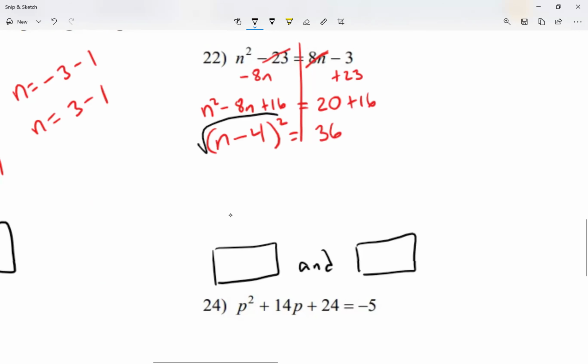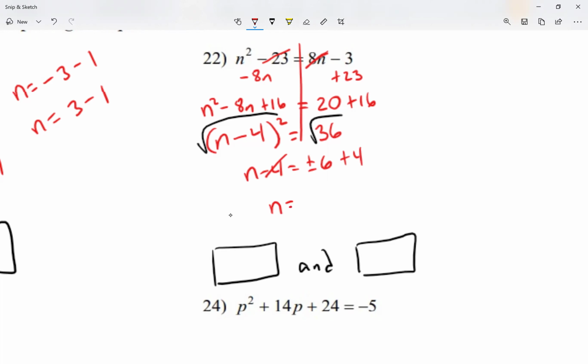Let me get the square root on each side. So that's going to give me that n minus 4 is equal to positive or negative 6. Right? The square root of 36 is 6. Let me move this -4 over here to the right side as a +4. So I have that n is equal to positive or negative 6 plus 4.